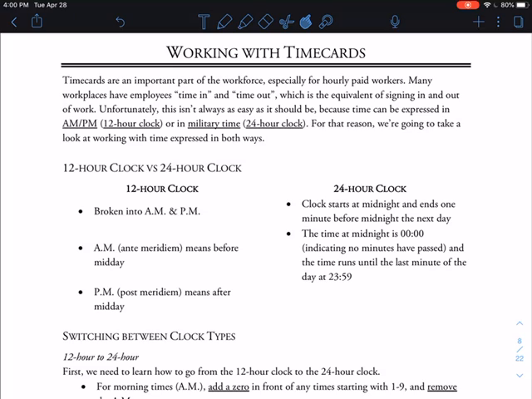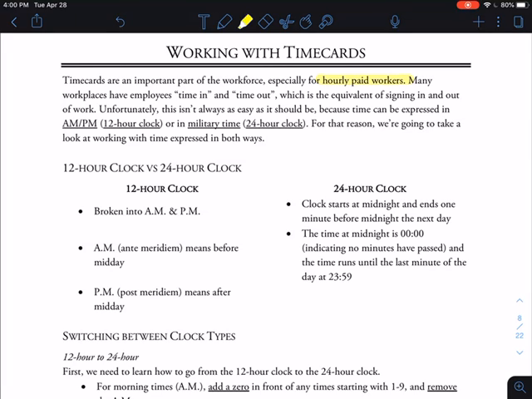So time cards essentially are an item that used to be a physical thing and now they're on the computer that track how long you've been working. And so this is especially prevalent, or actually more so relevant, for hourly paid workers.